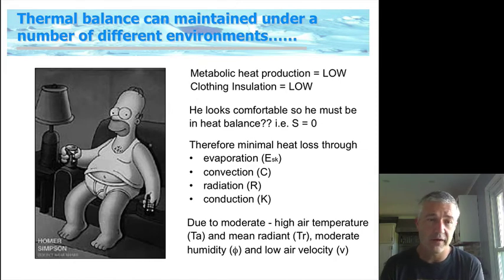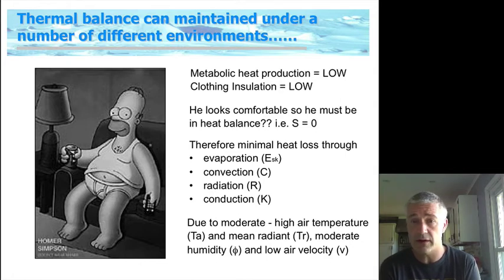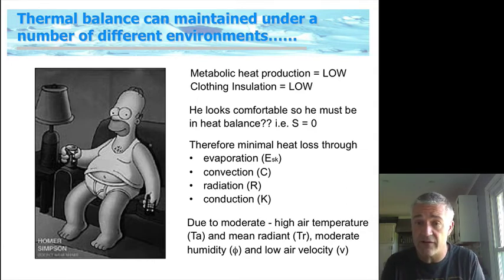So you can see Homer here on the couch. He's not being particularly active, so probably little heat production, also low insulation. So chances are, in this case, he wouldn't be having much in the way of heat loss or heat gain, so probably close to zero on that one. Therefore, any heat he is producing is being lost through those other mechanisms pretty easily.